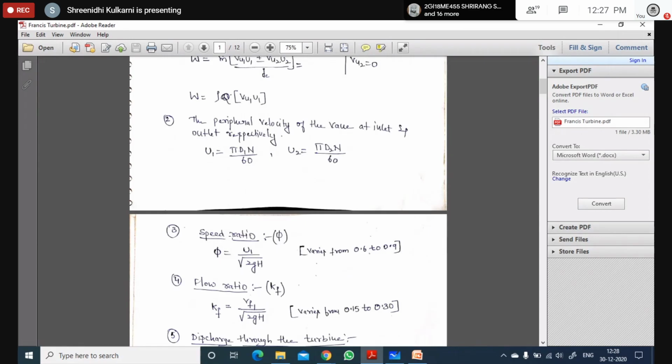So here we can see the speed ratio. Phi is equal to U1 by root of 2gH. And here also you can see the values for speed ratio, it is varying from 0.6 to 0.9.